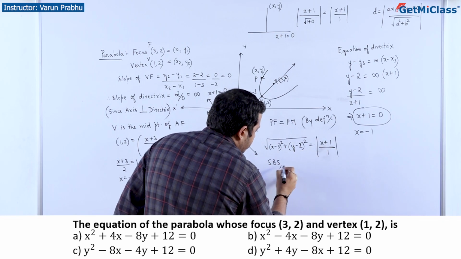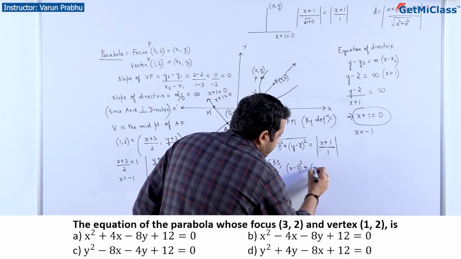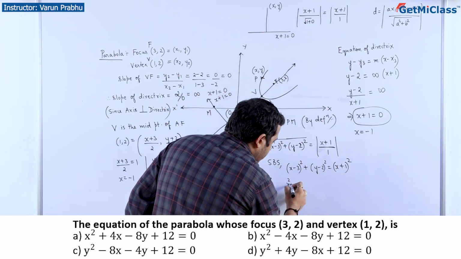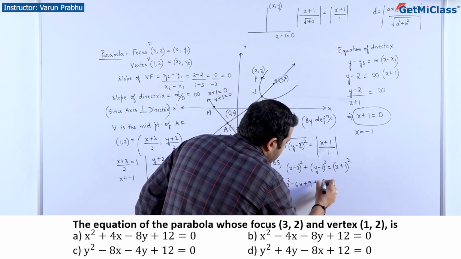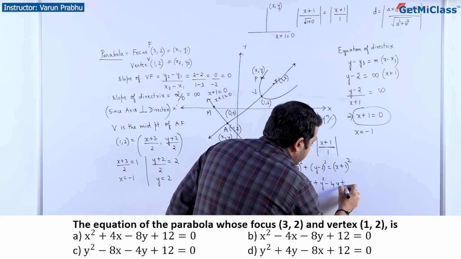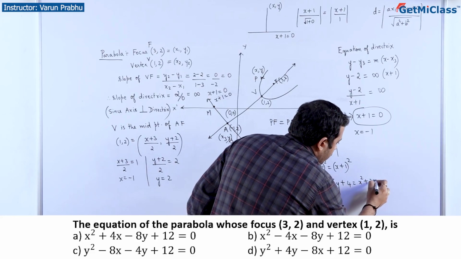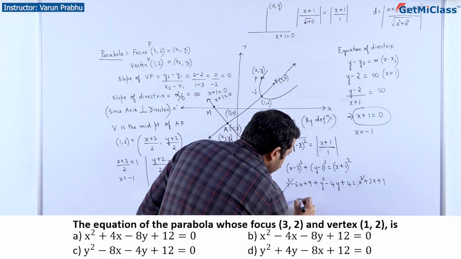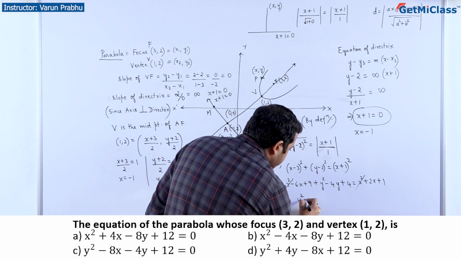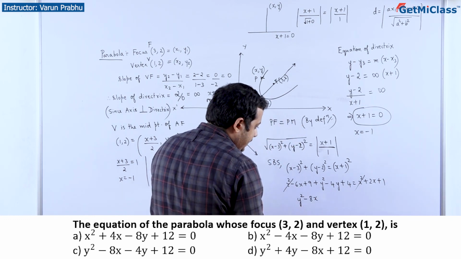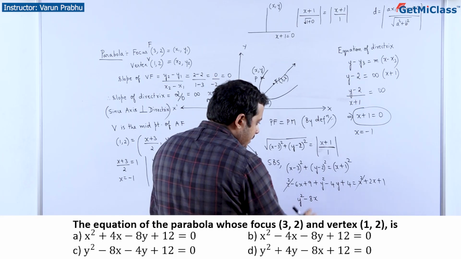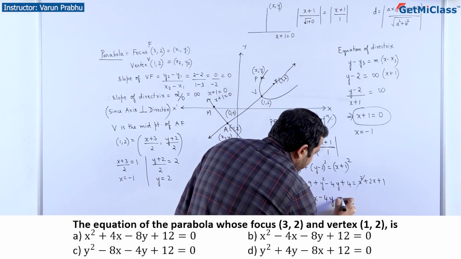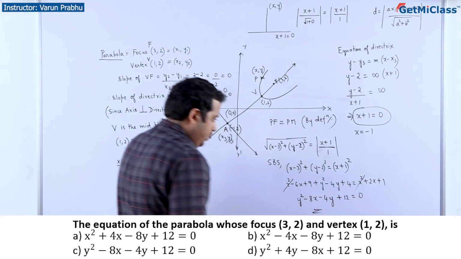So what we'll do is square both sides: x minus 3 the whole square plus y minus 2 the whole square is equal to x plus 1 the whole square. So x square minus 6x plus 9 plus y square minus 4y plus 4 is equal to x square plus 2x plus 1. So x square and x square get cancelled. What is the answer that we get? y square minus 6x minus 8x minus 4y, 9 plus 4 is 13, 13 plus 12, this is equal to 0. This will be the answer to the question.